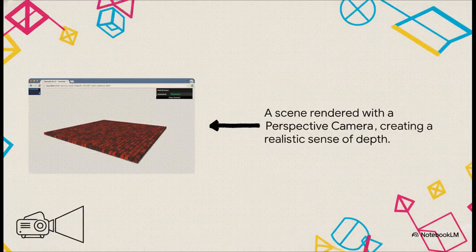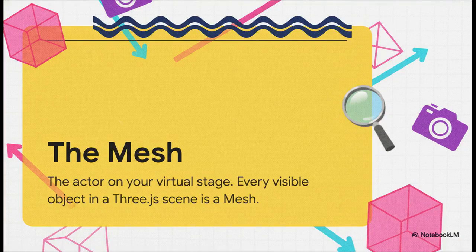And here you can see that in action. This grid of cubes is being rendered with a perspective camera. You immediately get that sense of distance and scale, right? The cubes in the back are clearly smaller than the ones up close. It feels like a real space. Okay, so we've got our stage and our viewpoint.